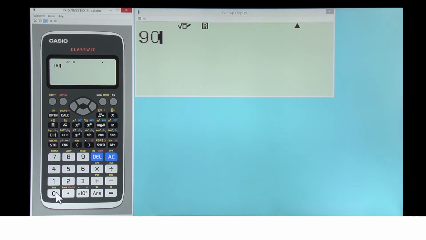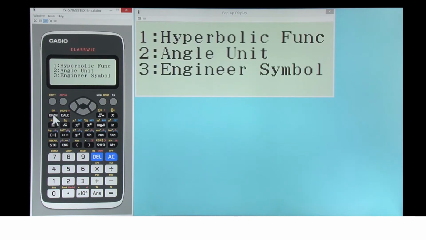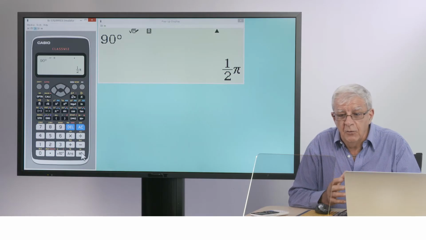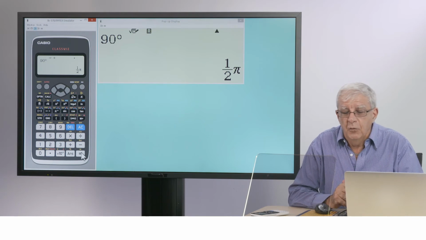Notice that 90 degrees, to turn it into radians, we have to firstly represent the angle in degrees. Tap Option and choose the angle unit of degrees. So now, rather than using radians, we've said we've got an angle that's 90 degrees, and the calculator will recognise the angle as being pi over 2 or half a pi radians.